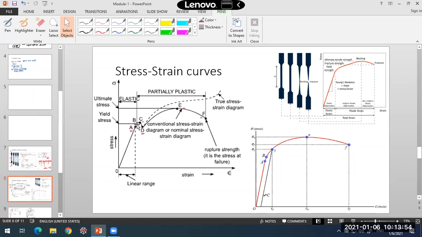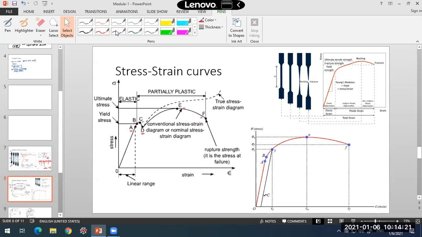Up to point B, you can regain the original shape and size of the specimen. Say I start loading the specimen from zero load up to point A, the proportionality limit, and beyond this I will come across point B. If I start unloading before point B, I will be able to come back to the original shape and size of the specimen.